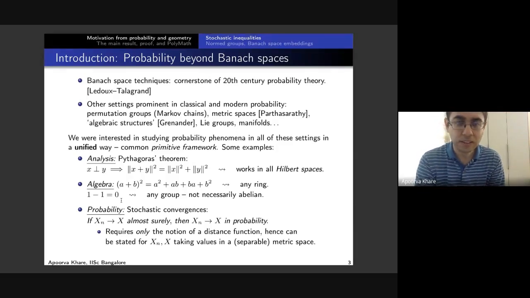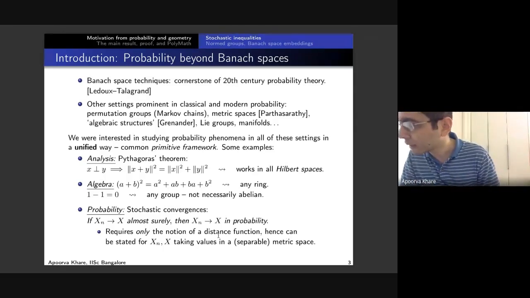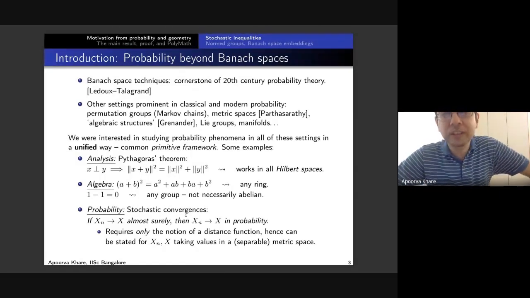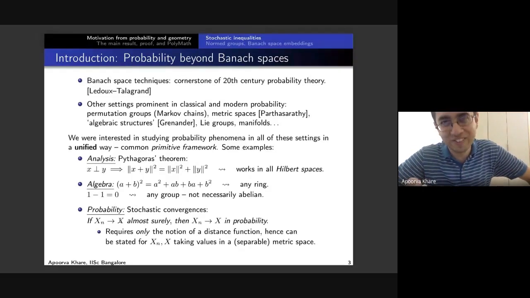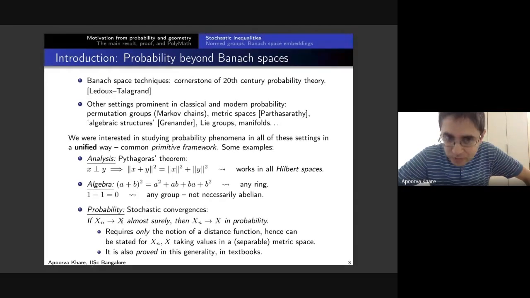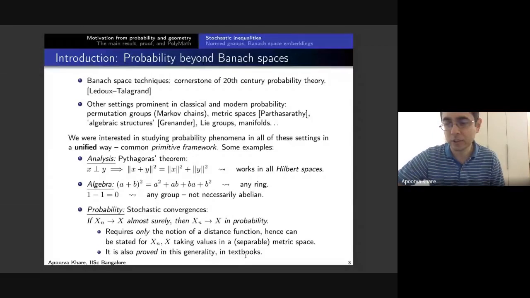Now to state this result, you only require the notion of a distance function, because what does convergence mean, right? And so you can state this result for Xn and X taking values in a metric space. Let's say a separable metric space. The remarkable thing is you can prove it in this generality as well. To state a result, or to ask whether a result holds in a general setting, is very different from trying to prove the result in that setting. Maybe in the proof you require some extra assumptions. Remarkably, for this particular statement in probability, you don't need any extra assumption.